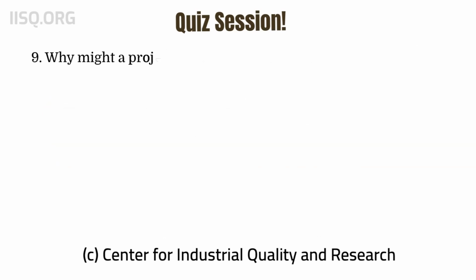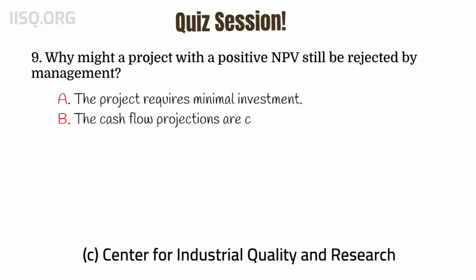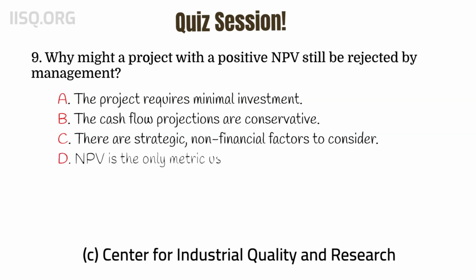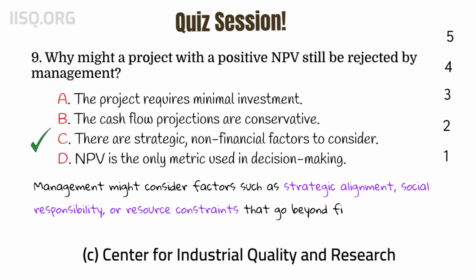Next, why might a project with a positive NPV still be rejected by management? The options are: the project requires minimal investment, the cash flow projections are conservative, there are strategic non-financial factors to consider, NPV is the only metric used in decision-making. The correct option is C. Management might consider factors such as strategic alignment, social responsibility, or resource constraints that go beyond financial metrics when deciding on project approval.